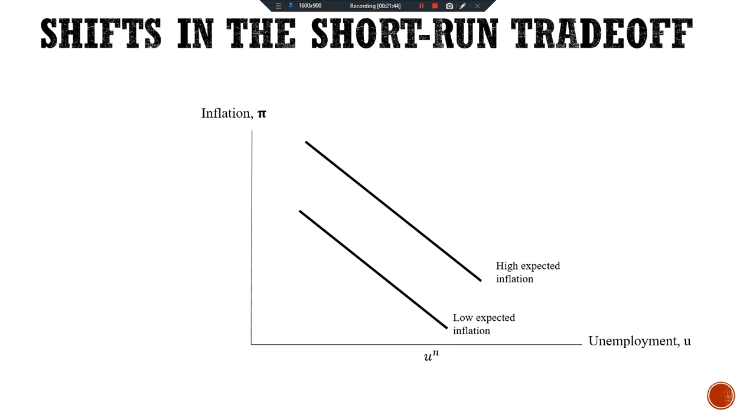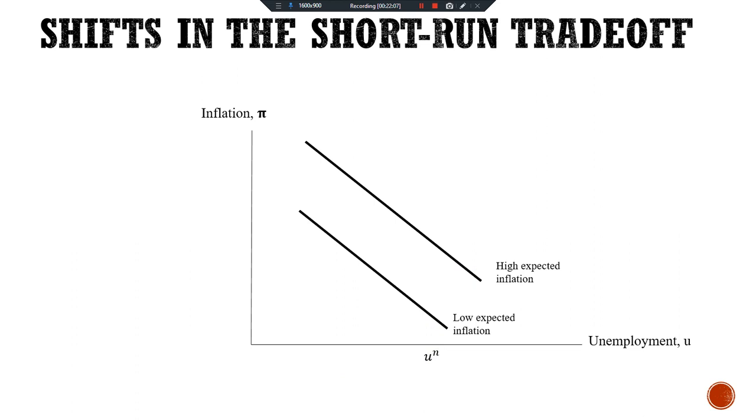So the short-run trade-off between inflation and unemployment depends on expected inflation. The curve is higher when expected inflation is higher, because people adjust their expectation of inflation over time. The trade-off between inflation and unemployment holds only in the short run.